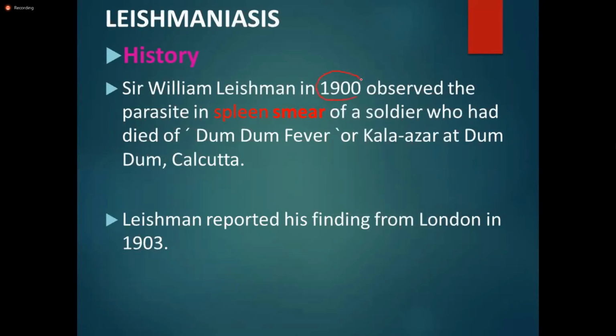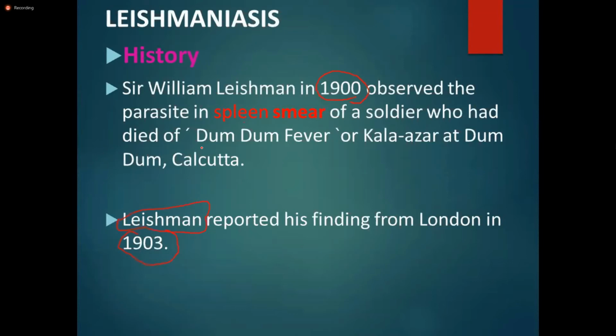In 1900, it was discovered, and in 1903, Leishman reported this disease in a journal. It was reported in 1903. Sir William Leishman observed the parasite in a splenic smear of a soldier who had died of dum-dum fever.